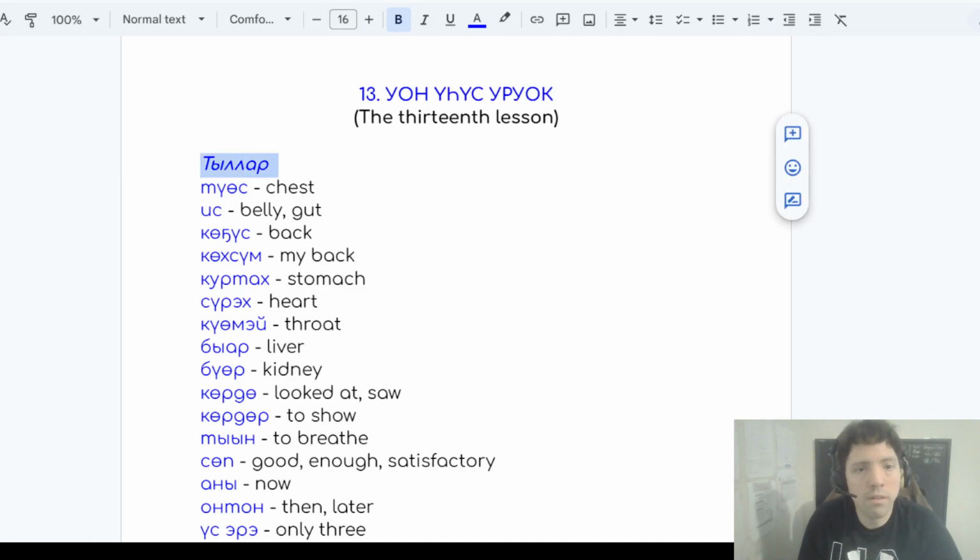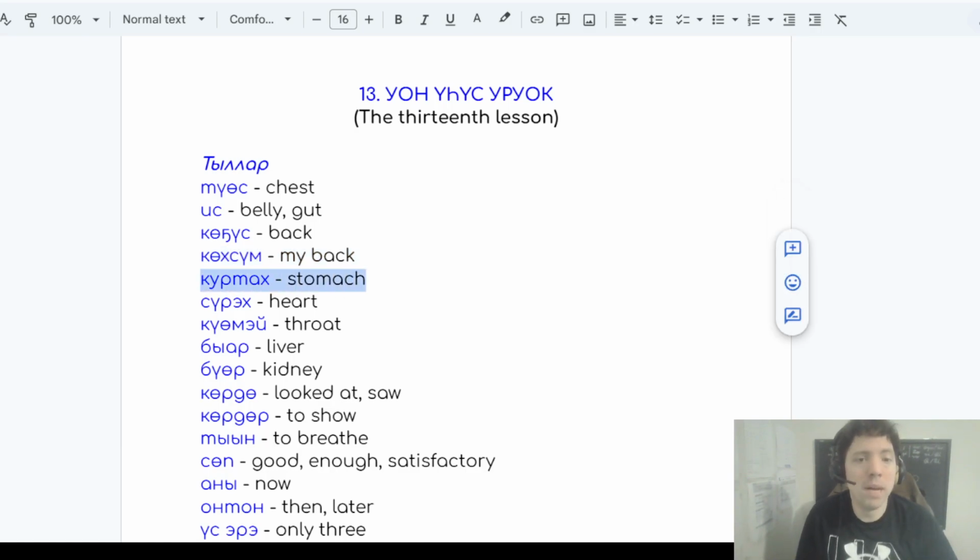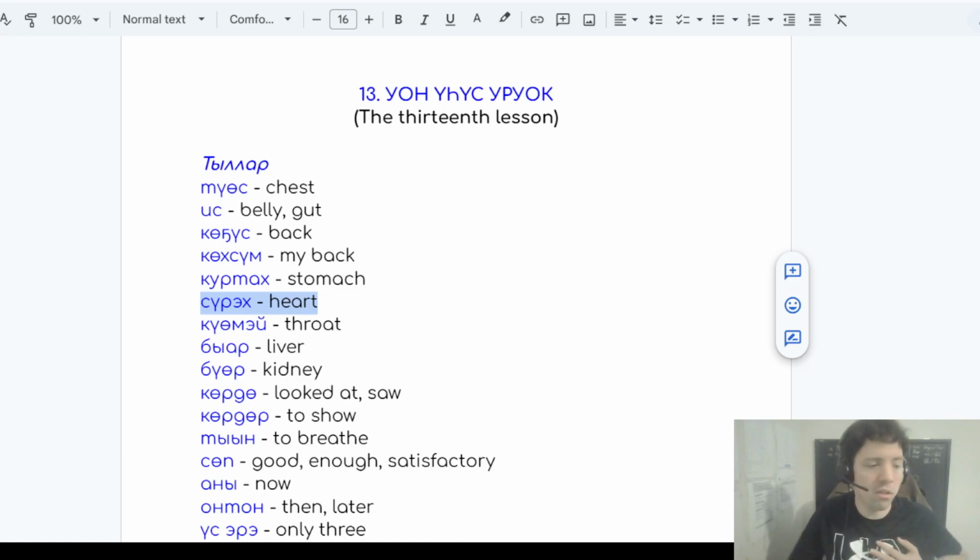A lot of vocabulary. We have tus, chest, is, belly or gut, kurus, back, kursun, my back, kortach, stomach, surech, heart. I don't know if it's in the middle or on the left side now, because they always said it was on the left side, even though we assumed it was in the middle. But now they're saying it's actually in the middle. So what is reality? Surech, heart.